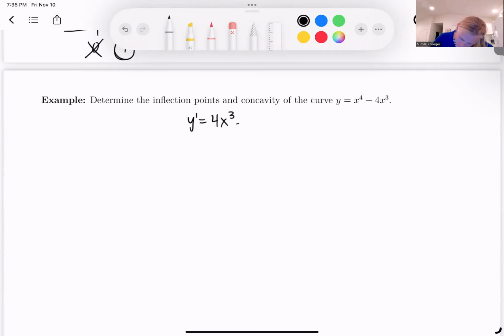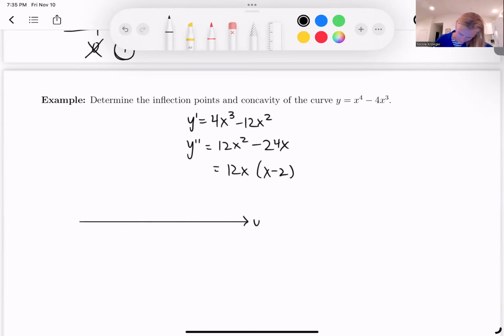We get 4x cubed minus 12x squared. And then we get 12x squared minus 24x. Let's factor out a 12x. What does that leave me with? Sorry, it's hard to math tonight. x minus 2. So we're going to make a sign chart for the second derivative.